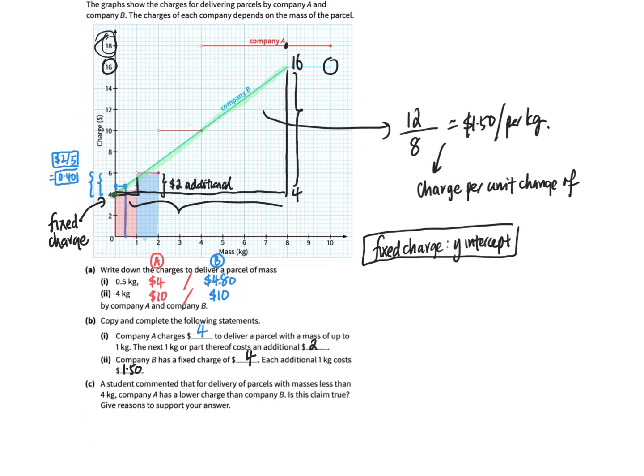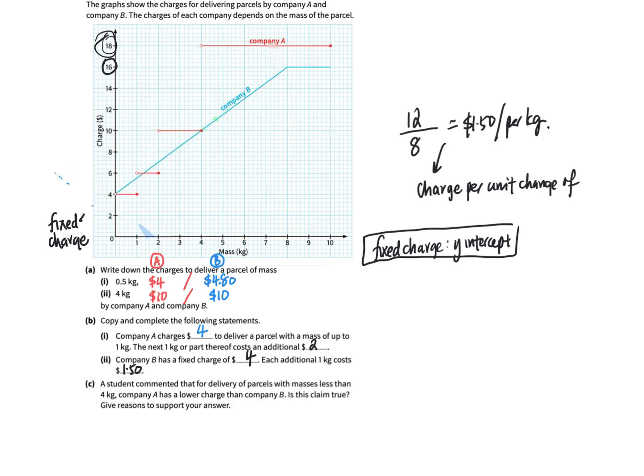Then they say a student commented that if you want to deliver parcels of masses less than 4 kg, company A will have a lower charge than company B. Do you agree? If it is 4 kg, okay, let me erase this. Because at 4 kg, they meet at the same price. Okay, so we see, at 4 kg is this marking.